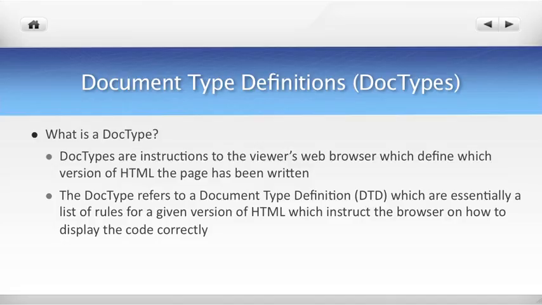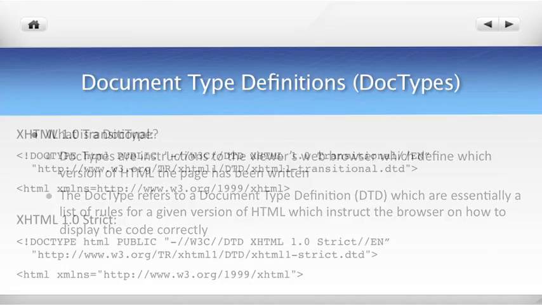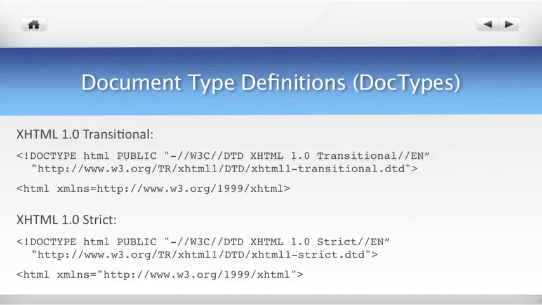We'll take a look at a few commonly used doc types, but we should note that the doc type itself refers to a document type definition, referred to as a DTD, which is essentially a list of rules for a given version of HTML, which will then instruct the browser on how to display the code correctly. The two doc types that you'll most commonly encounter going forward will be XHTML 1.0 transitional, which we will use for all of our lessons going forward, and XHTML 1.0 strict.